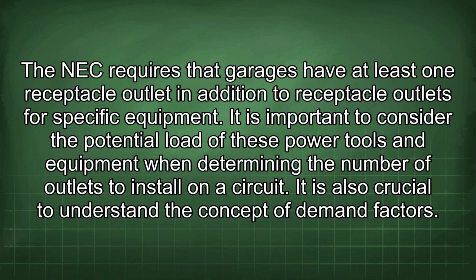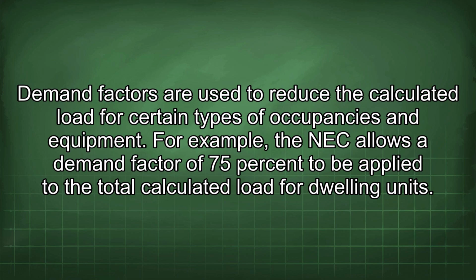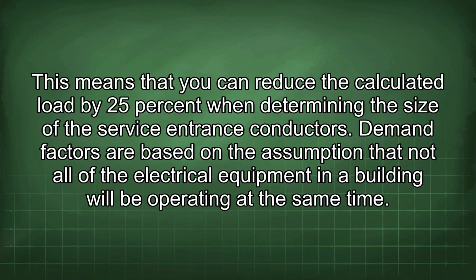It is also crucial to understand the concept of demand factors. Demand factors are used to reduce the calculated load for certain types of occupancies and equipment. For example, the NEC allows a demand factor of 75% to be applied to the total calculated load for dwelling units. This means that you can reduce the calculated load by 25% when determining the size of the service entrance conductors. Demand factors are based on the assumption that not all of the electrical equipment in a building will be operating at the same time.